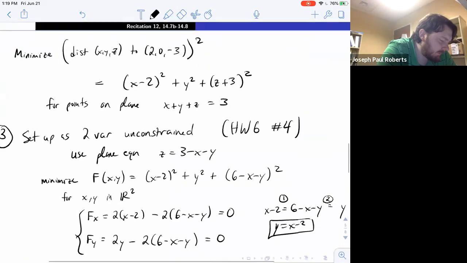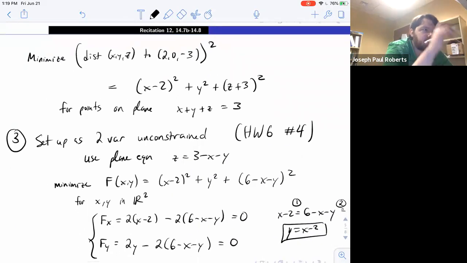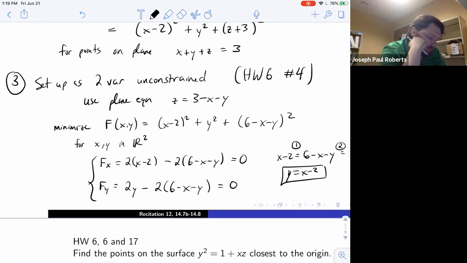So that's the process. I think that when I was looking at WebAssign, it's one of those where you have to do multi-steps. So I'm pretty sure this is what you were walked through.